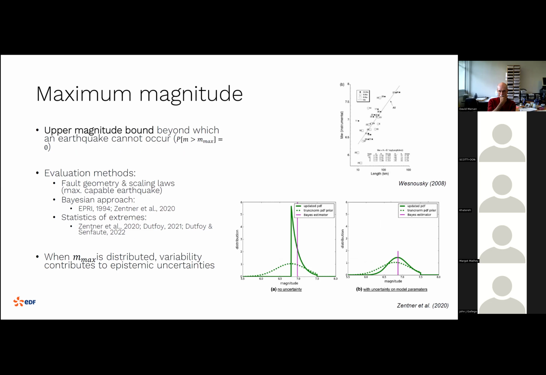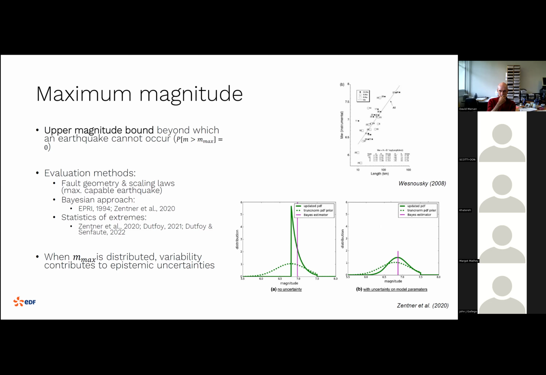If you are lucky enough to have a good knowledge of the geometry of your fault and if you know well how rupture can behave in your fault systems, you can geometrically assess what is the maximum magnitude in your system. But if you're not able to do so, you have to use the different approaches.